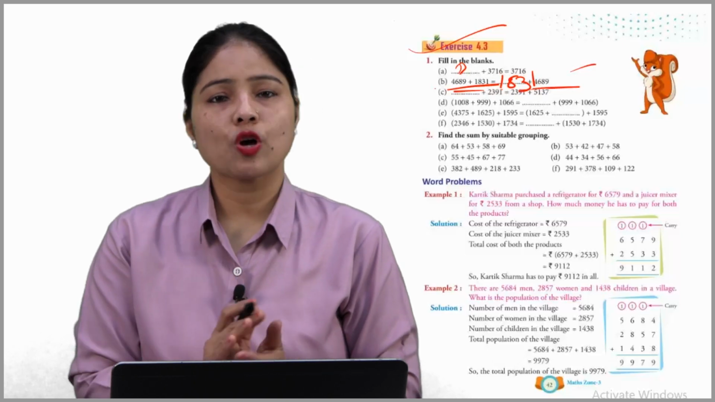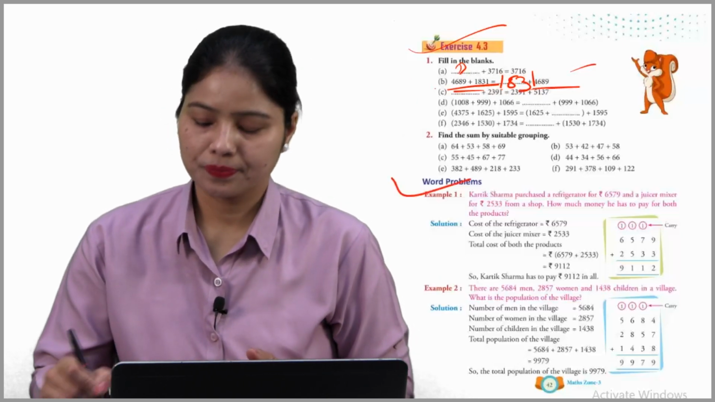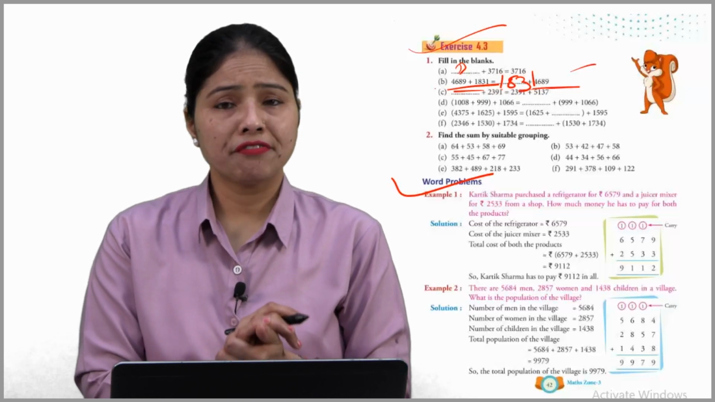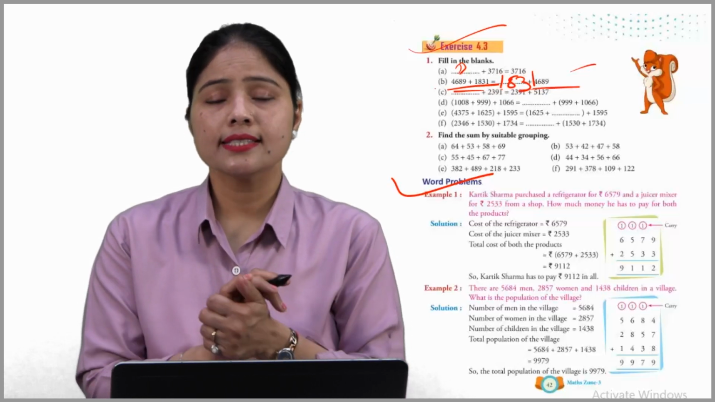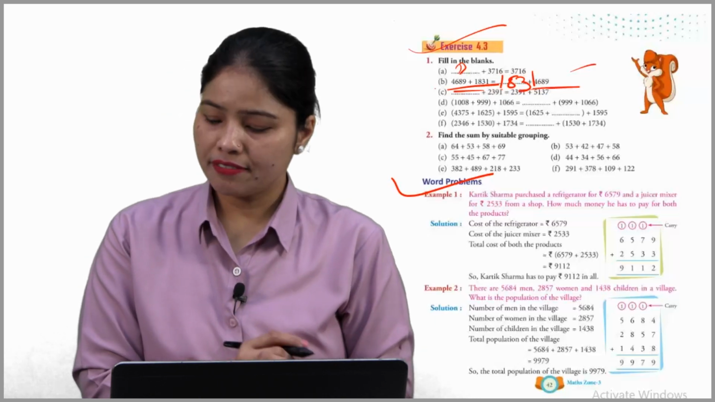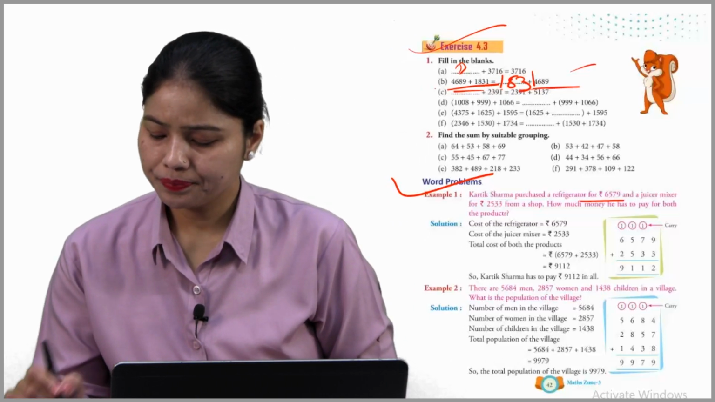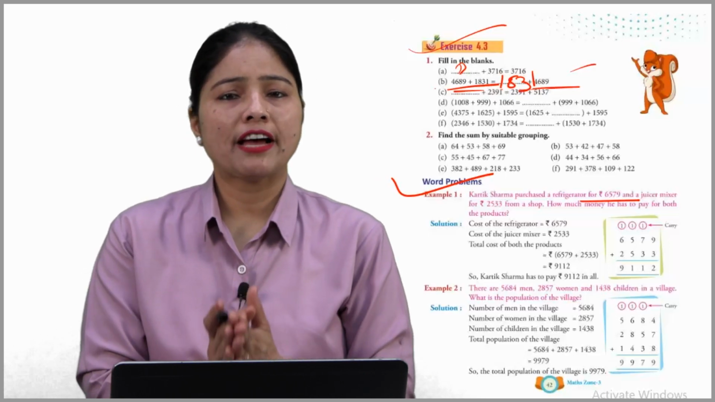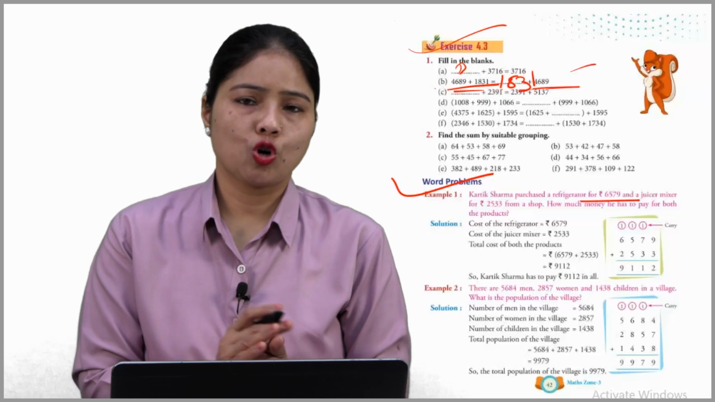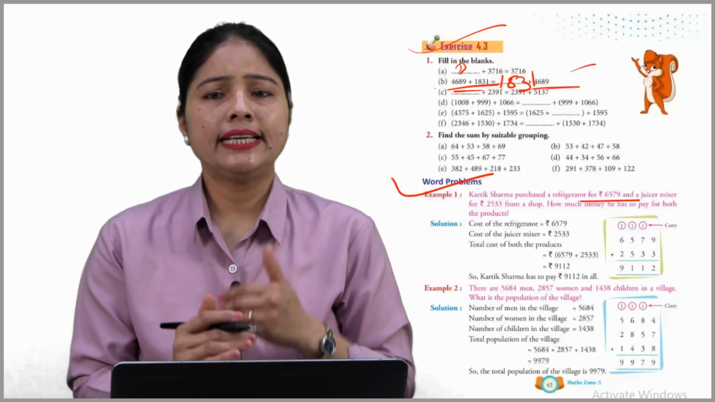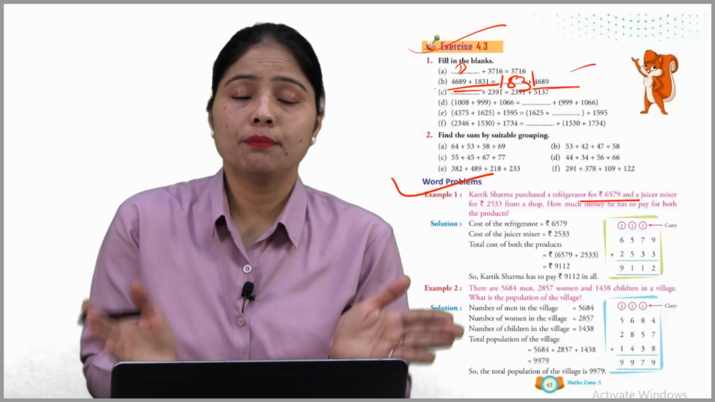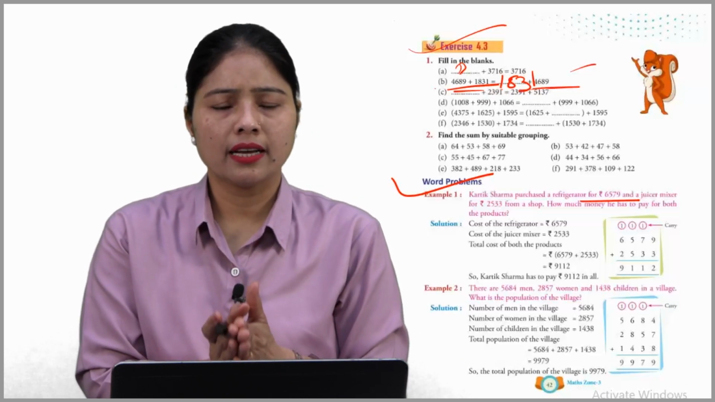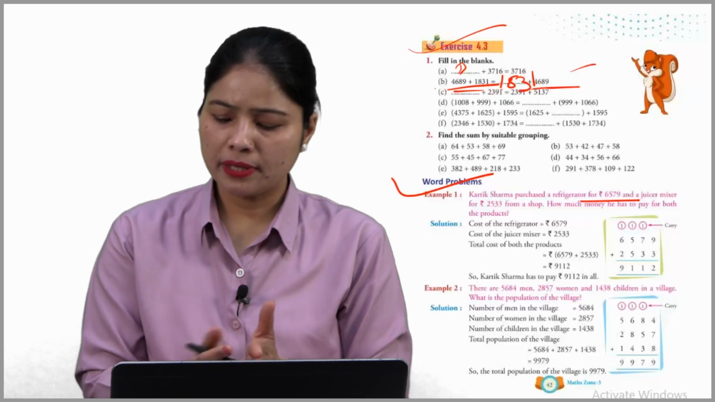Okay. Now next topic is word problems. Example number 1. Karthik Sharma purchased a refrigerator for rupees 6579, and a juicer mixer for rupees 2533 from a shop. How much money does he have to pay for both the products? Of course, we have to add both.